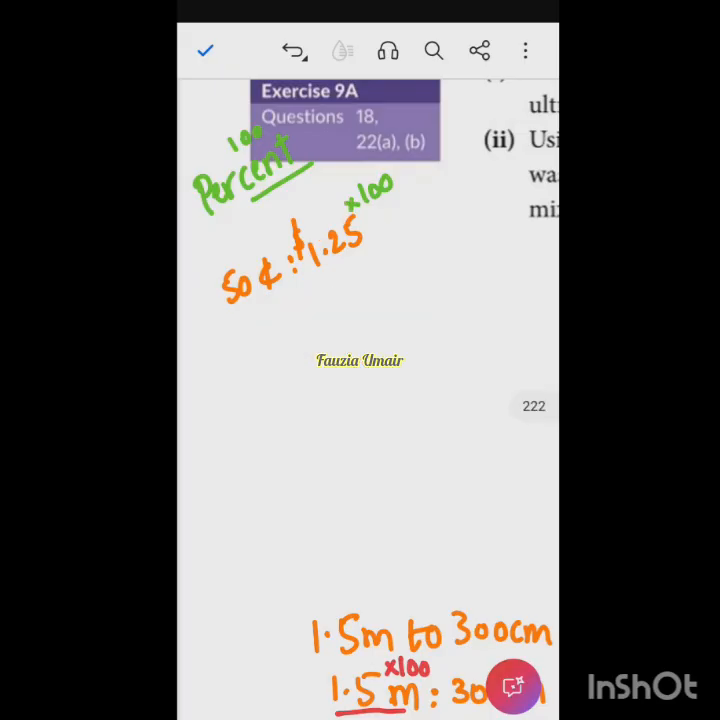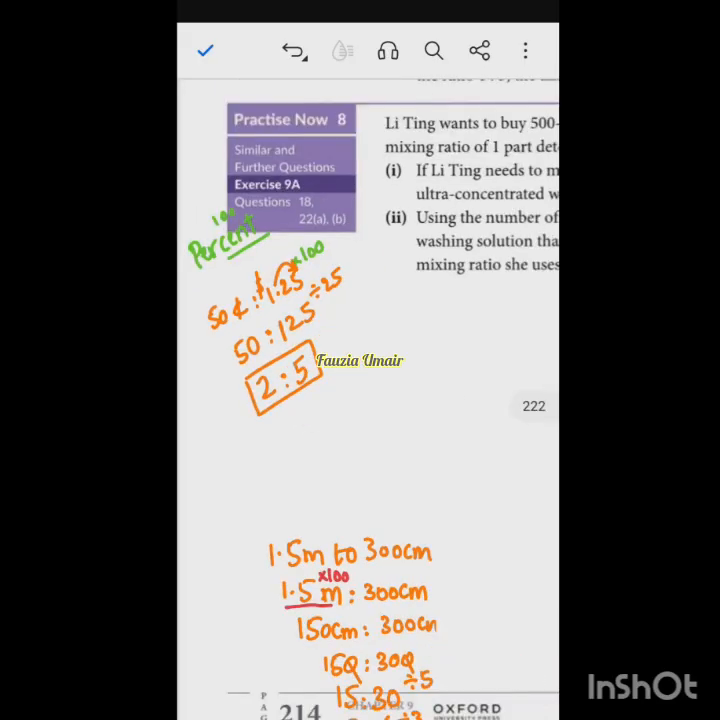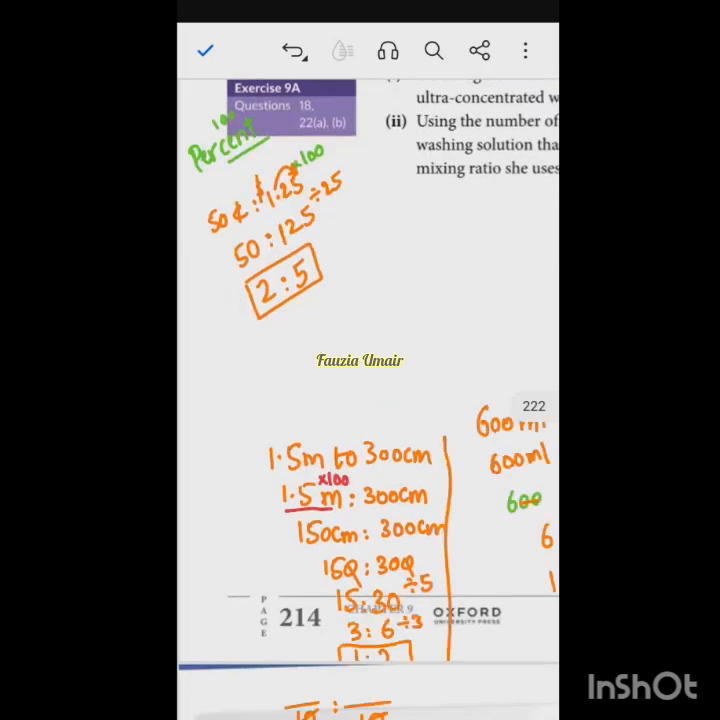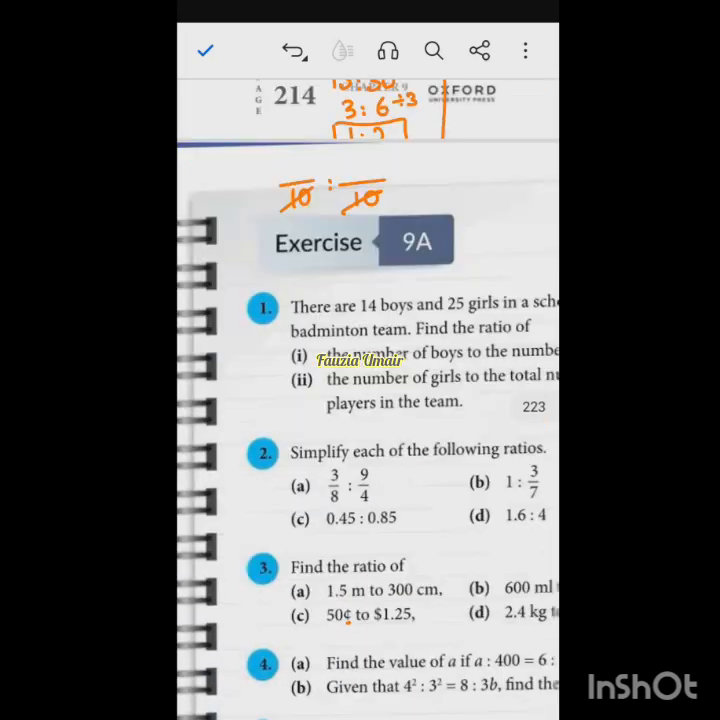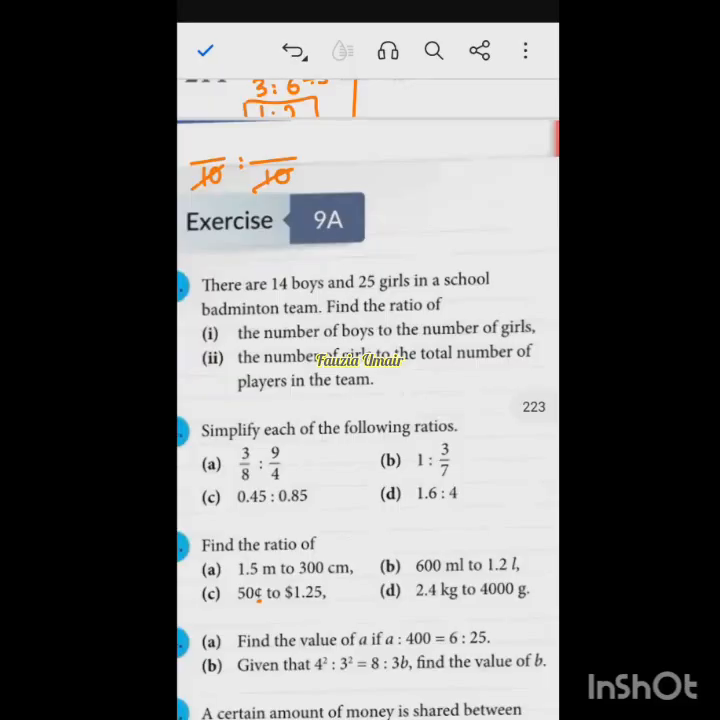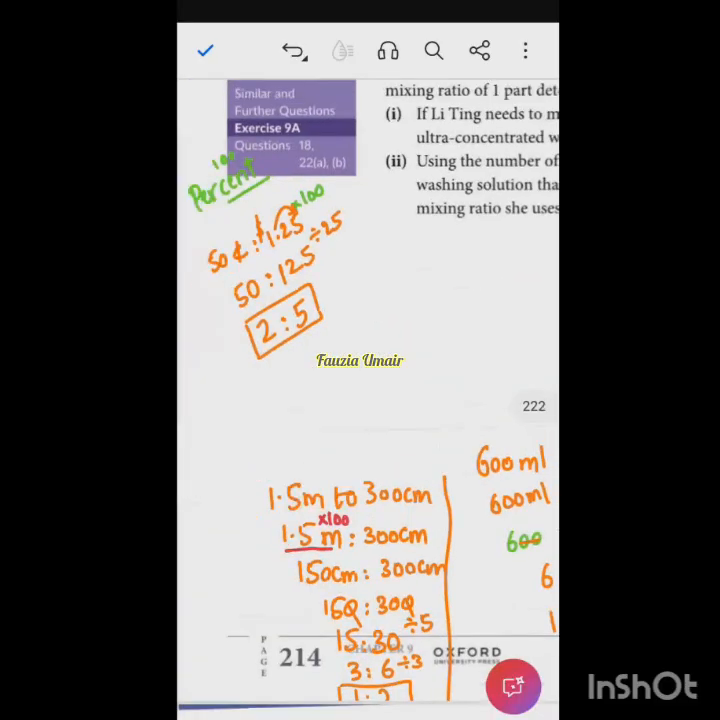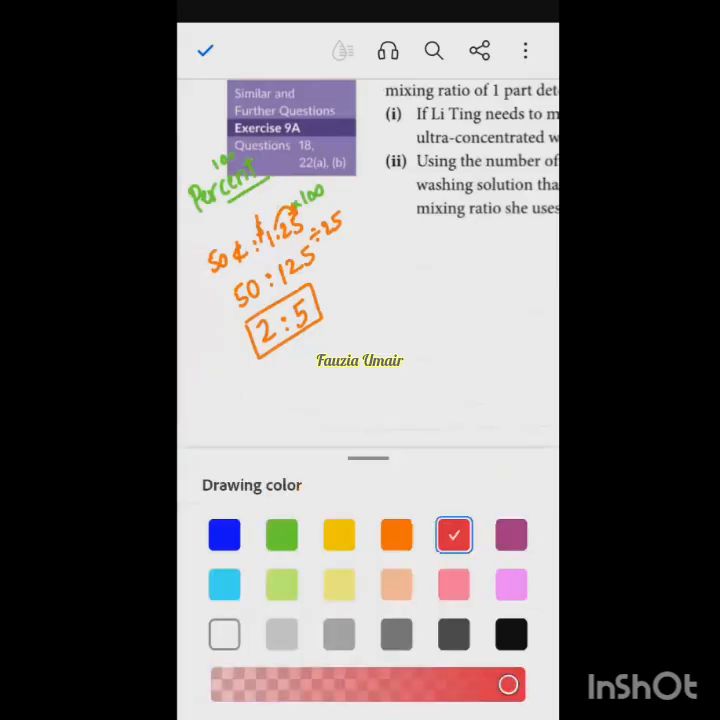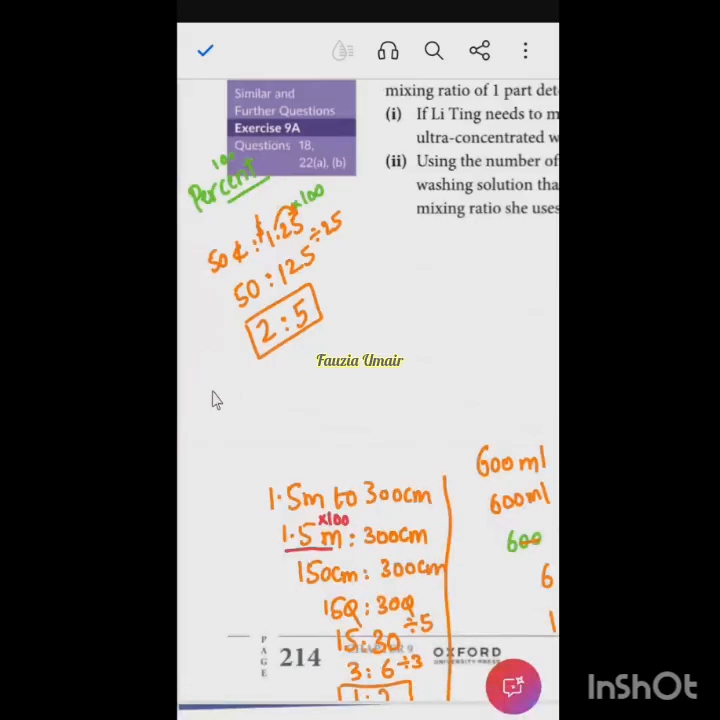Any question, beta? Anything you cannot understand? I can understand now. Very good. So now the fourth question. Fourth question is 2.4 kg to 4,000 gram. I'm changing the color so that you can see clearly. So 2.4 kg ratio 4,000 grams.